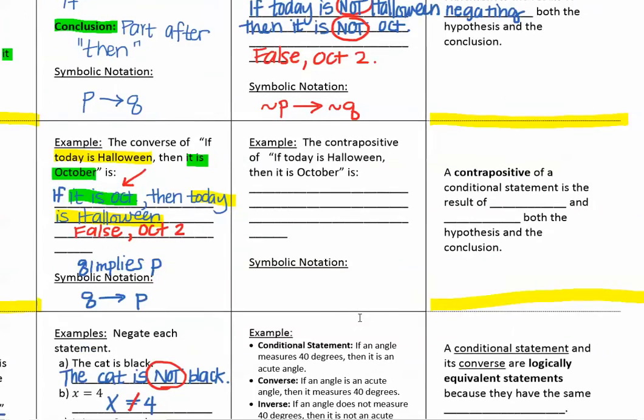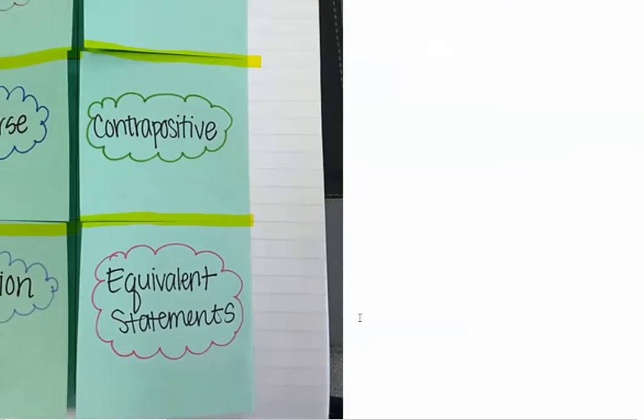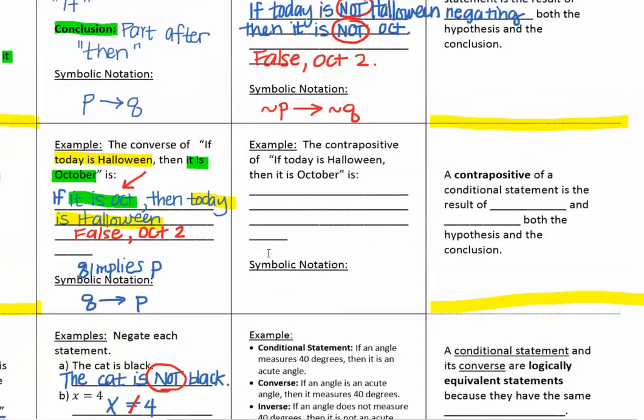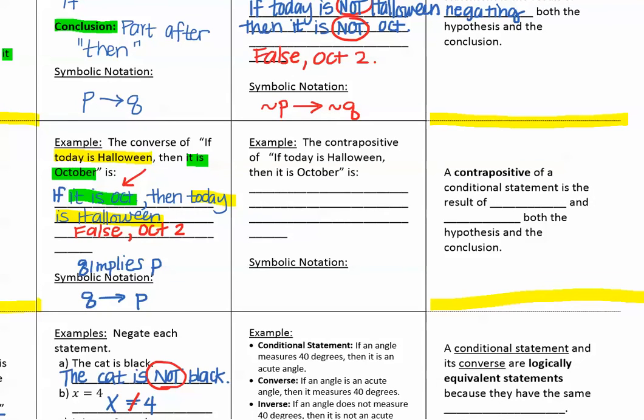Okay. All right, next we have the contrapositive. So we're right on this one. A contrapositive of a conditional statement is the result of negating, so just like before, and switching the hypothesis and the conclusion. So you can kind of think of it as an inverse, which is the negating, and a converse at the same time. Okay?